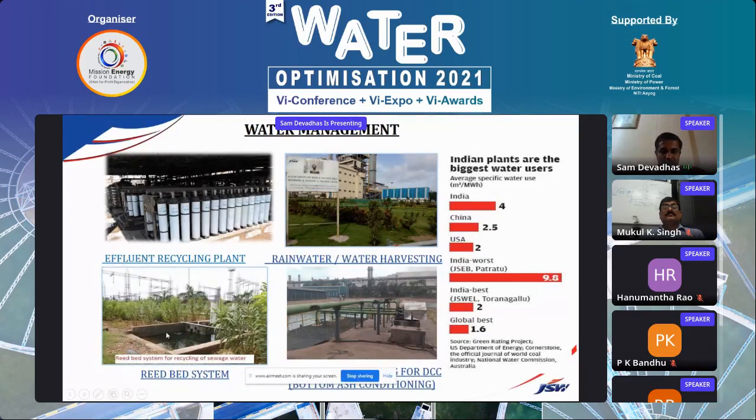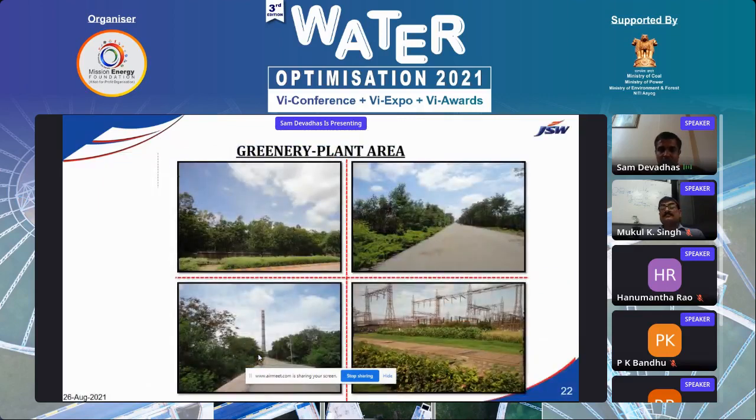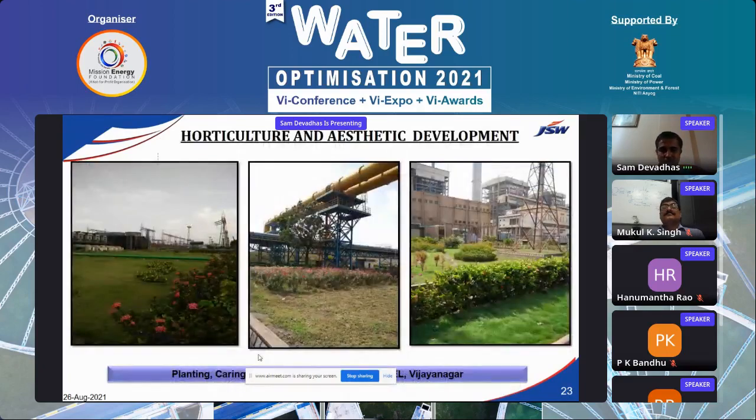And this reed bed system, we have two setups like this, one of 20 KLD and another of 30 KLD, and we use this for our greenery. The greenery development you will see in the coming photos has been done because of this. These are some shots at the entry into our plant. All this greenery development is done partly with the RO reject water, and the next one uses the reed bed water. So these are some of the snaps.